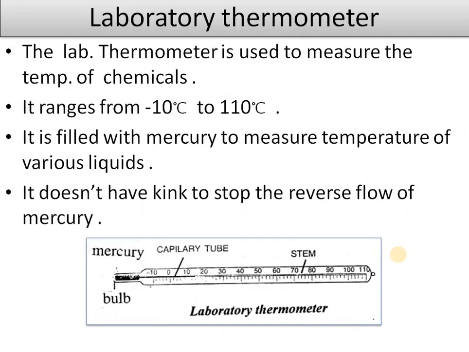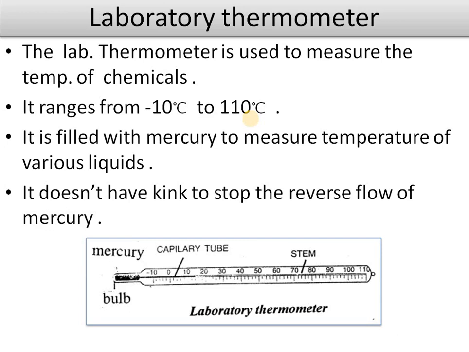Now next is the laboratory thermometer. How are they different? The laboratory thermometer is used to measure the temperature of chemicals, because it is not used to measure the temperature of the human body. The range is different. In case of the clinical thermometer, which we have covered in the previous slide, the range is from 35 degrees Celsius to 42 degrees Celsius. Whereas in case of the laboratory thermometer, it starts from minus 10 degrees Celsius to 110 degrees Celsius.